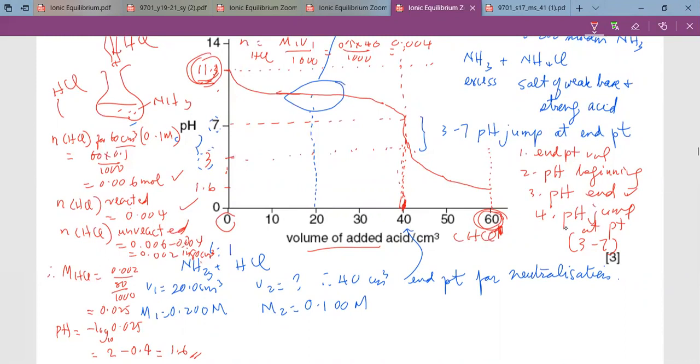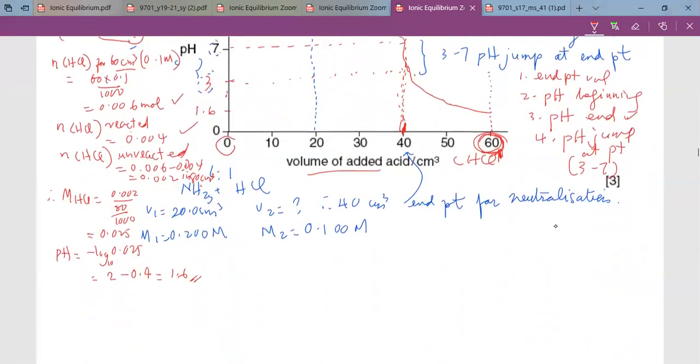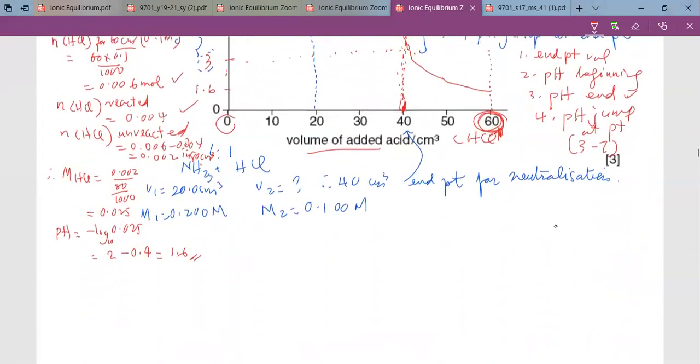in a total of how much? 80 cm cube, isn't it? 60 here plus the 20 from here. So 60, 80, isn't it? So here is 80, so 0.002 moles of HCl in this 80. So what's the molarity? 0.025. Your pH is 1.6. That means at the end of the titration, at 60 cm cube added, the pH is about 1.6 here.